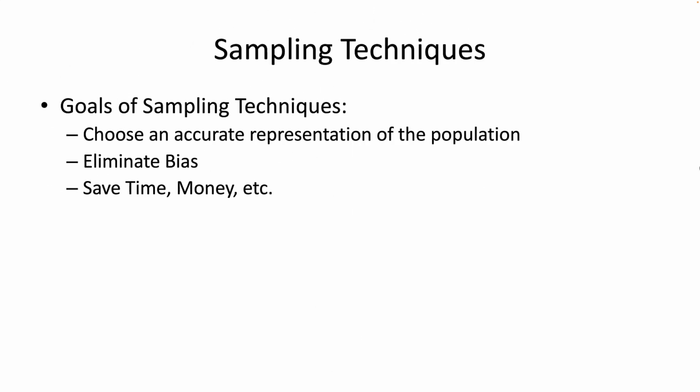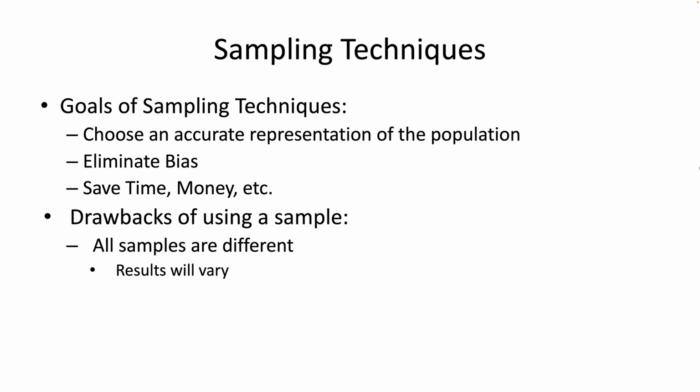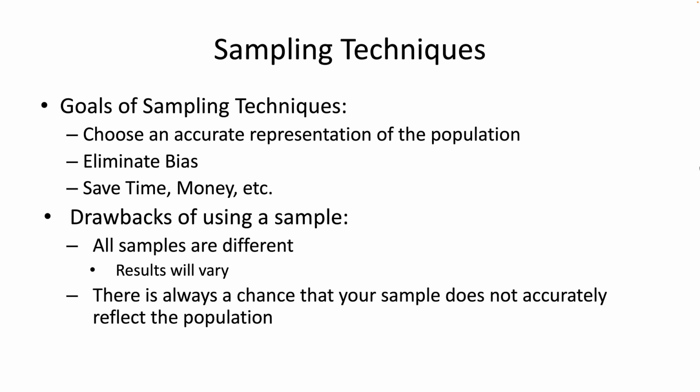Our goals in using sampling techniques are to choose an accurate representation of the population. We do our best to eliminate bias from sampling techniques. Sampling also saves us time and money when we're conducting a study. But there are drawbacks of using a sample. Let's be honest, all samples are different. There will always be some variability between different samples. And there's always a chance that your sample does not accurately reflect the population.